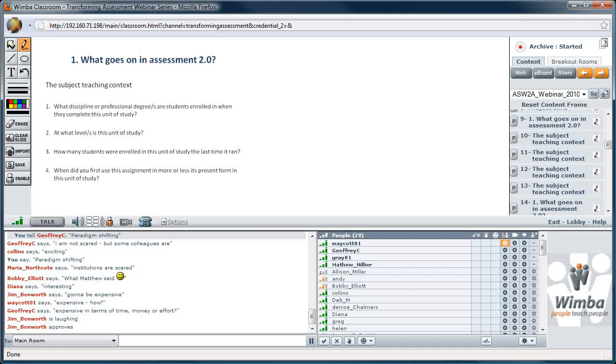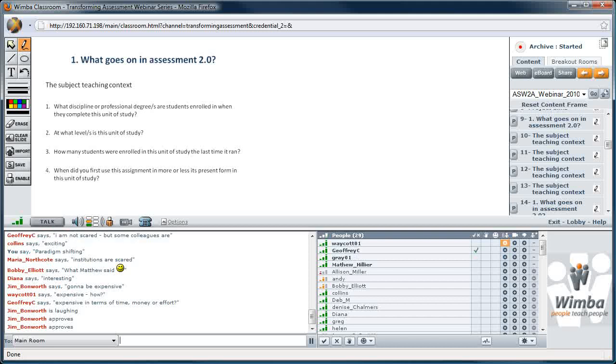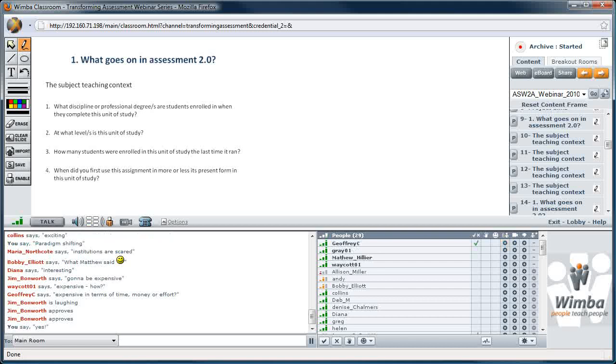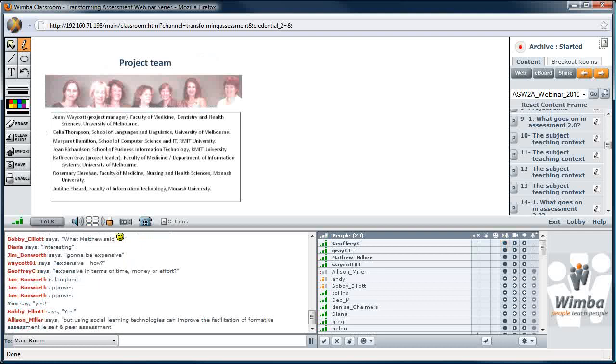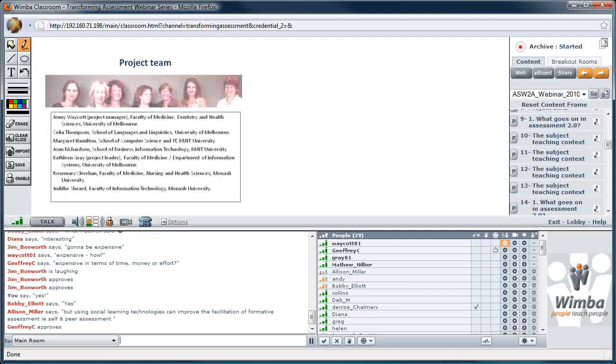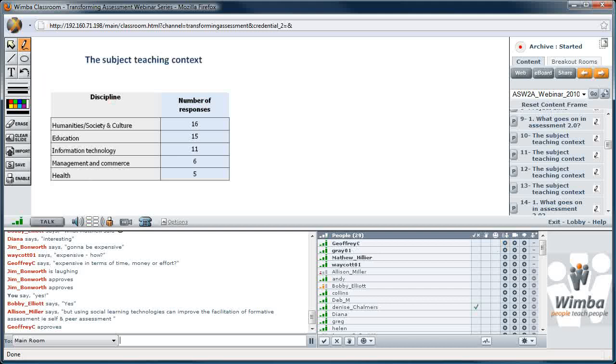I think that's right. So this table just gives an idea of the sorts of disciplines that the people are using Web2 activities for assessment. And perhaps it's surprising that the most common were humanities and education subjects. There were some from information technology, a small number from management and commerce, and we don't have science on this table, but there were a couple from science and a couple from creative arts.